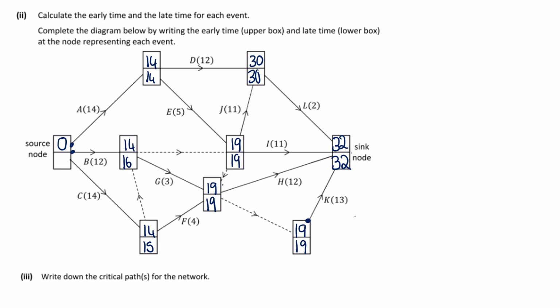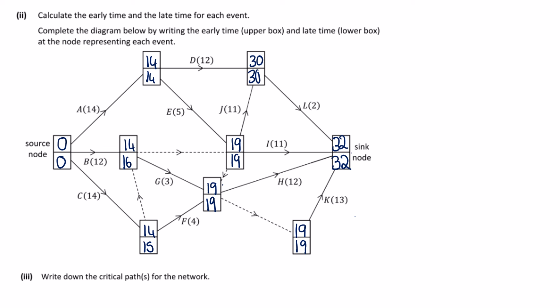And finally, 3 activities feeding out of the source node. A, 14 minus 14 is 0. B, 16 minus 12 is 4. And C, 15 minus 14 is 1. So we're going to go with the smallest, which is 0. So we have that now fully completed. So the dummies do cause just a little bit more work for us and just a little bit more thinking.